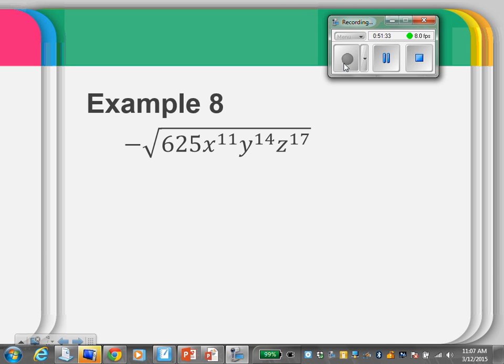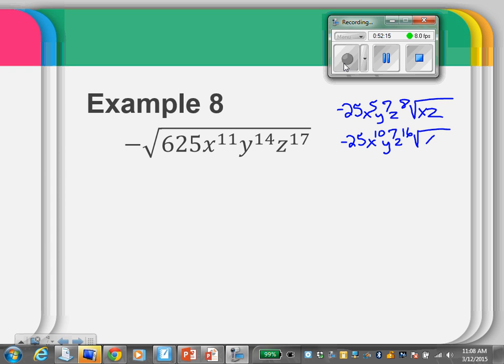Does anybody want to share an answer with me? Go, Austin. Negative 25 x to the fifth, minus the seventh, z to the eighth, times the square root of xz. Anybody agree with this? You only get one taker. Anybody else have a different answer? Hannah? Times square root of xz. Okay, so somewhat close.